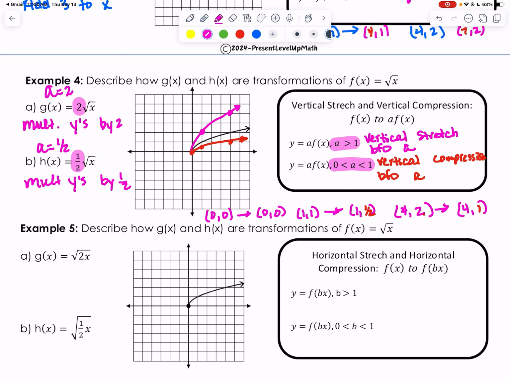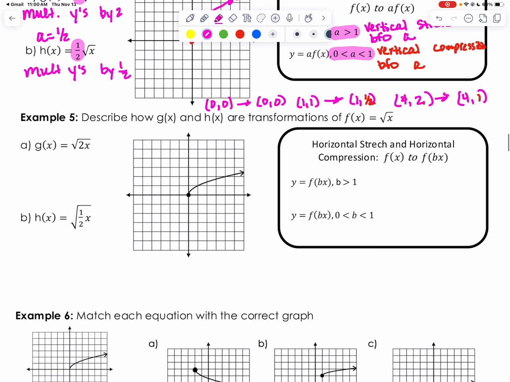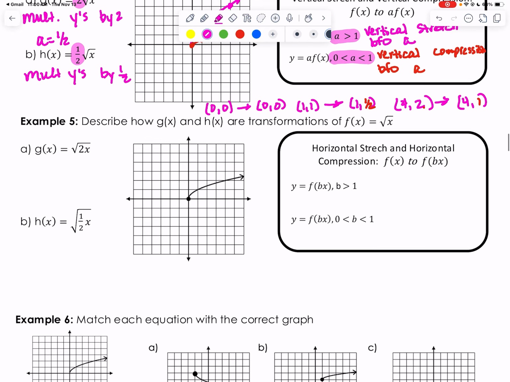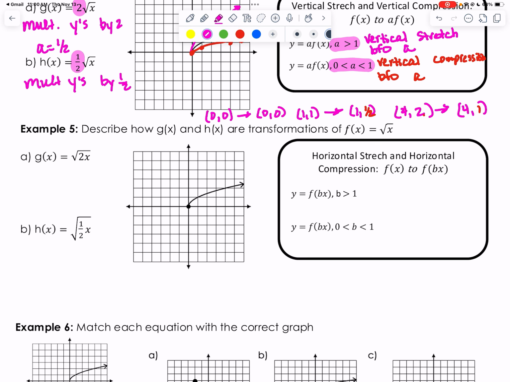All right, last one. Describe how g of x and h of x are transformations of f of x equals the square root of x. So in problem A, we have g of x equals the square root of 2x. Now, what I want you to notice is that the 2 is no longer in front of the square root, it's inside, which means it's not going to behave how you think it should. So here, our b value is 2, but we don't multiply the x's by 2, we multiply them by the reciprocal.